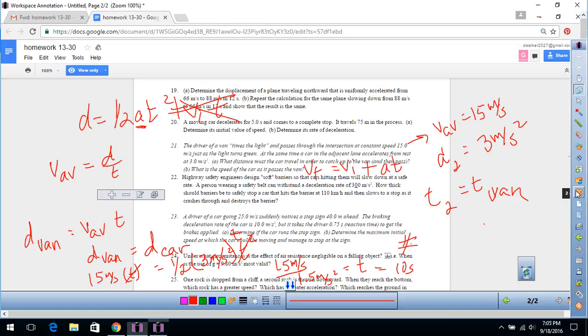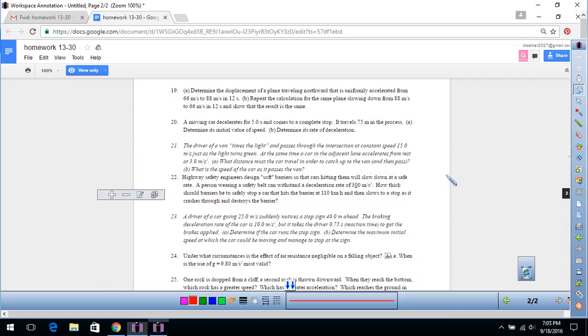Alright, so pause if you need to, because I'm fixing to erase it. Okay, 22 says highway safety engineers design soft barriers so that cars hitting them will slow down at a safe rate. A person wearing a safety belt can withstand a deceleration of that much right there. How thick should the barriers be to safely stop a car that hits the barrier at 110 kilometers an hour and then slows to a stop as it crashes through and destroys the barrier?